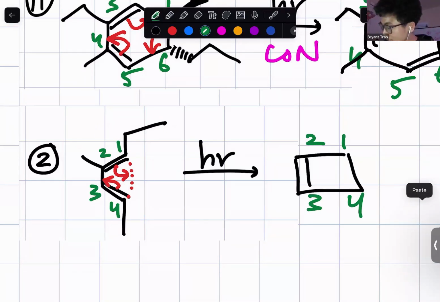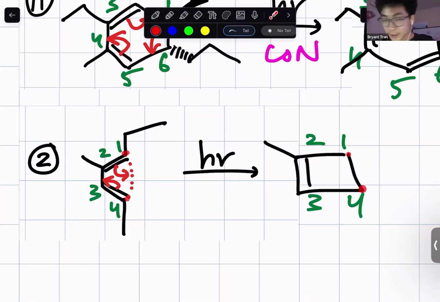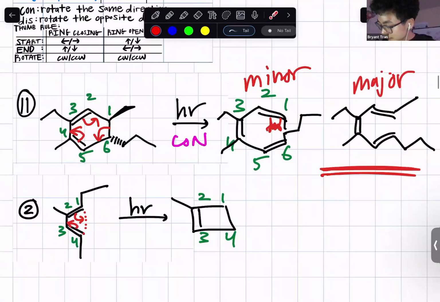Right, now we see at carbon 2, it is sp2 hybridized and it stays sp2 hybridized. So that methyl group is going to stay flat and planar, no wedge, no dash there. But at carbon 1 and 4, it converted into an sp3 carbon, which is going to have stereochemistry now. It's going to have a wedge or dash, right? So now we're going to use the thumb rule.